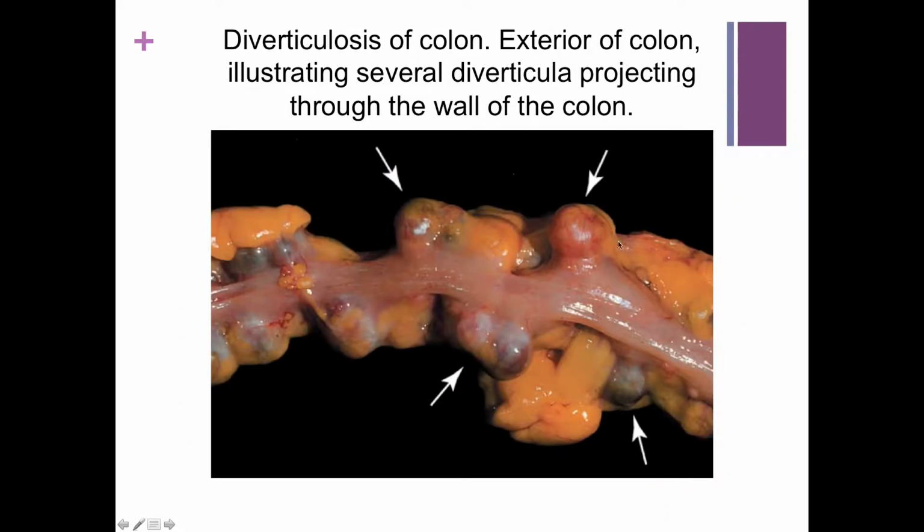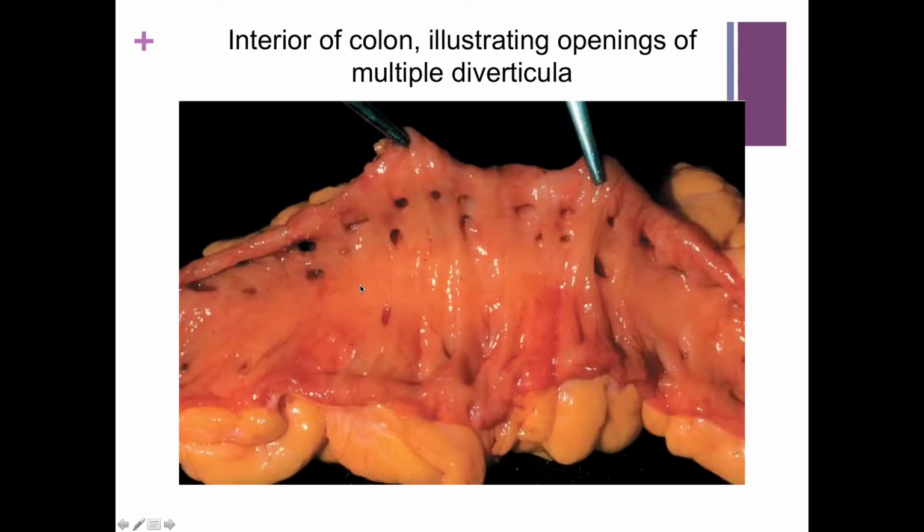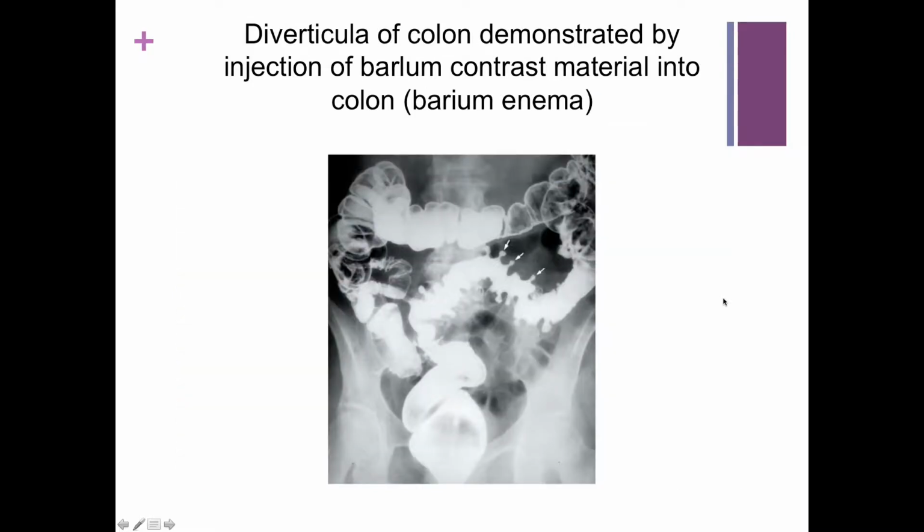So on the outside, again, this is what they look like. We see these little berry-shaped outcroppings that just developed because the connective tissue broke down. And then on the inside, we just see the holes that lead to those out pockets. So that's diverticulitis. So lower left quadrant pain.